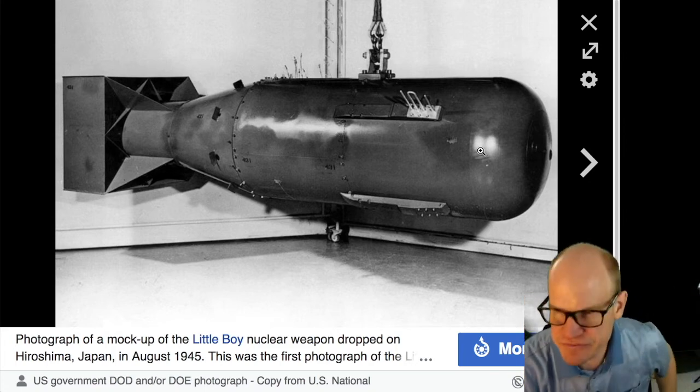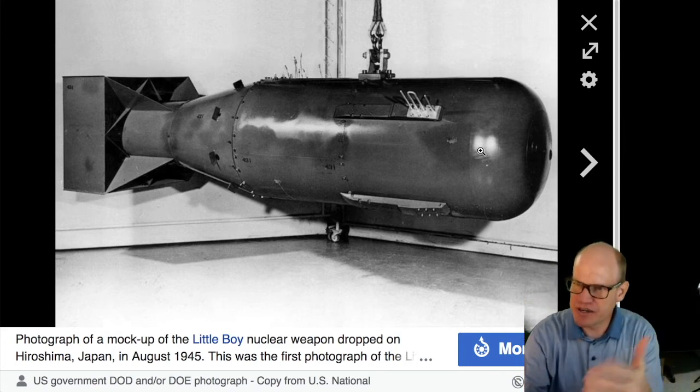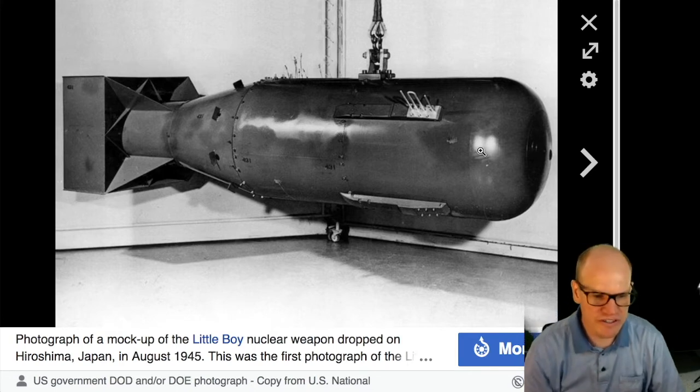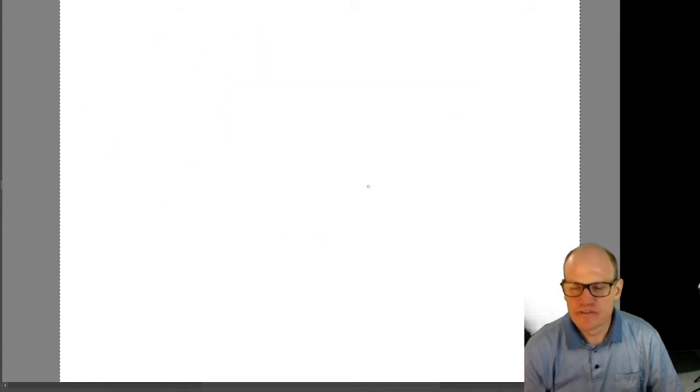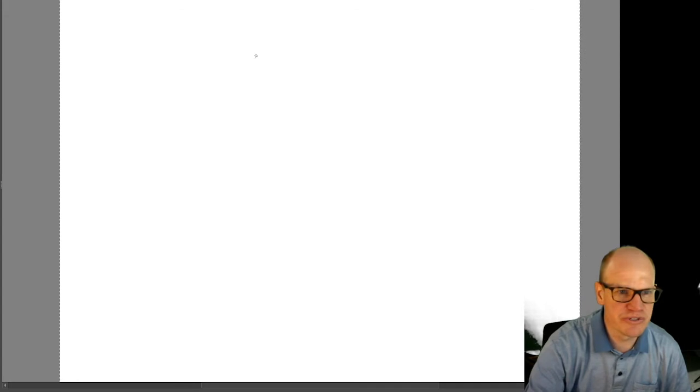All right, so that's how you make a uranium bomb. In the interest of time, I need to move on to a plutonium bomb, or we're not going to get through everything in one day. Okay, the plutonium bomb uses a different substance. It uses plutonium-239.